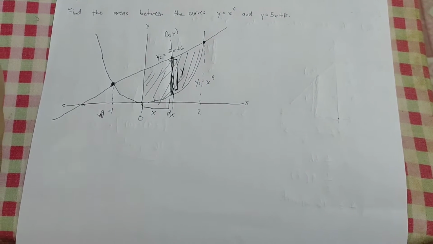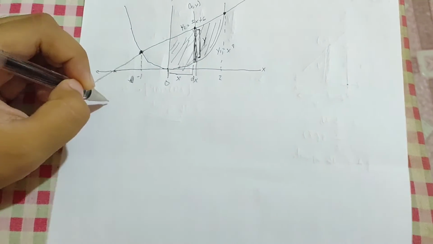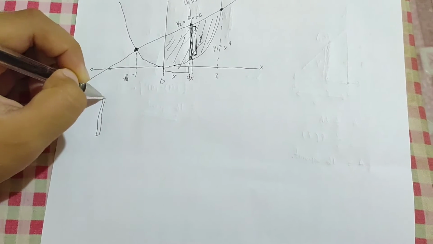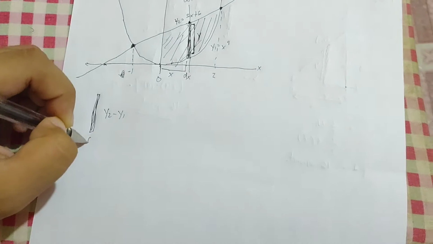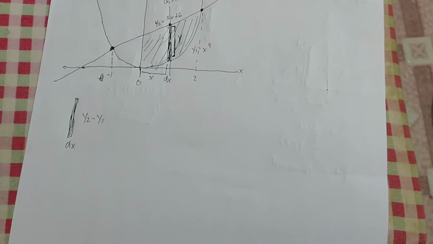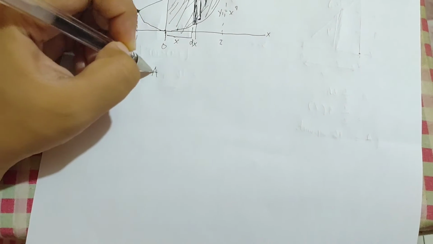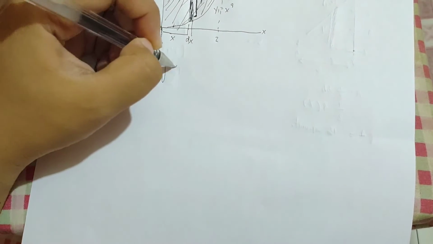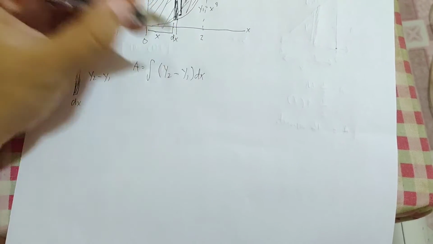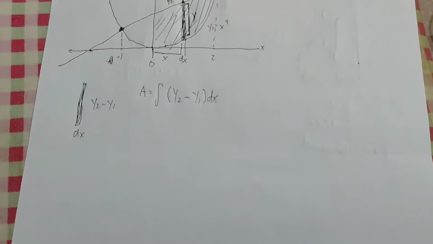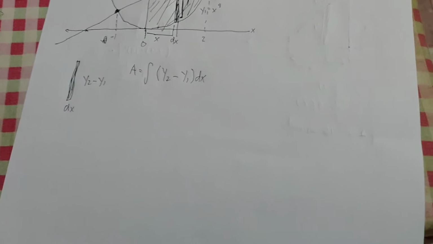And then let us extract this vertical strip here. This will be y2 minus y1 dx. To solve, A equals the integral of y2 minus y1 dx. That will be the formula we will be using in solving this problem.